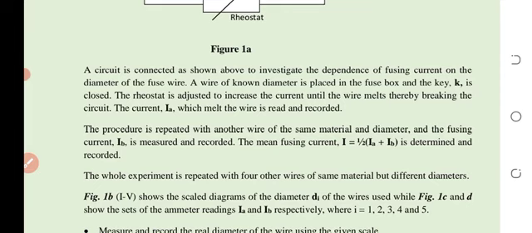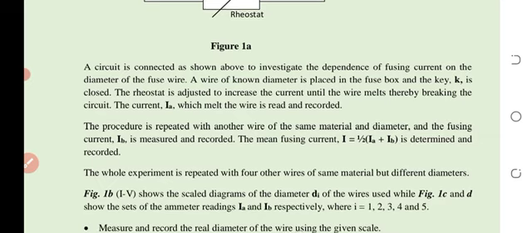So this entire procedure is repeated with another wire of the same material and the same diameter, and the fusing current IB is measured and recorded, and the mean fusing current I, which is equal to half of the sum of IA and IB, is determined and recorded. This is the procedure that is to be followed in this experiment. Now the whole experiment is repeated with 4 other wires of the same material but different diameters.